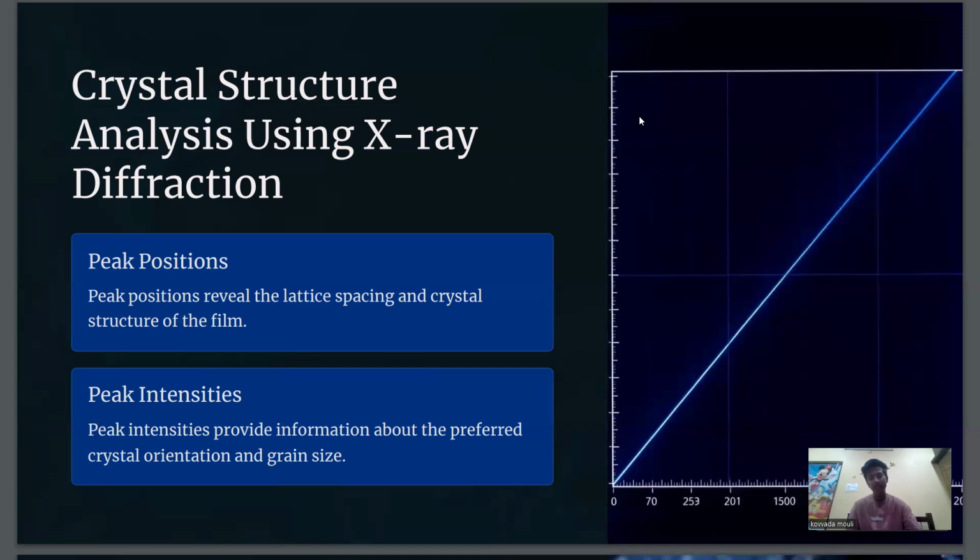X-ray diffraction. XRD is commonly used to analyze these structural variations. The peak positions reveal the lattice spacing and crystal structure of the film. Peak intensities provide information about the preferred crystal orientation and grain size.